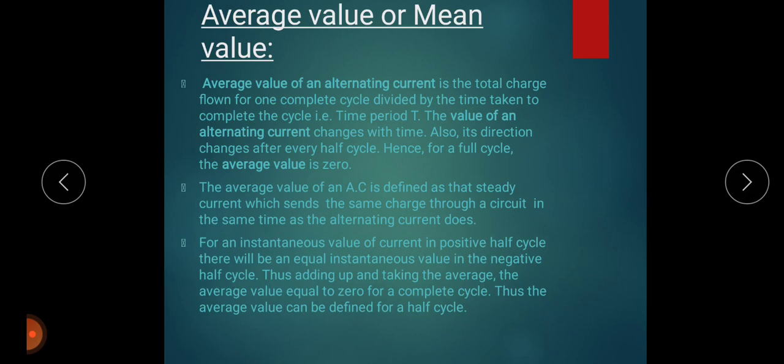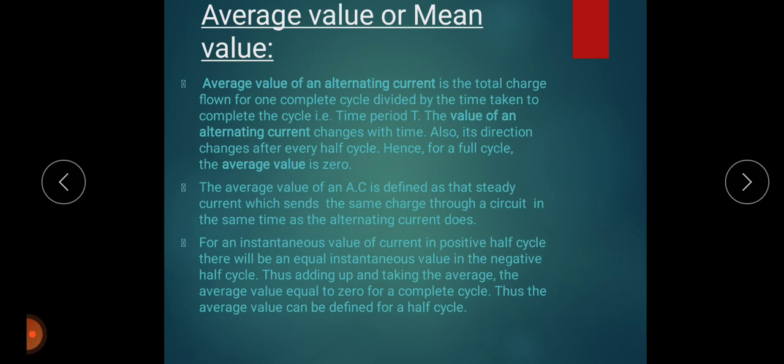We know that the value of an alternating current changes with time, as already studied in the previous session. Also its direction changes after every half cycle, either a positive half cycle or a negative half cycle. Hence for a full cycle, the average value of an alternating current is taken as 0, because one complete cycle includes both the positive half cycle and the negative half cycle together.